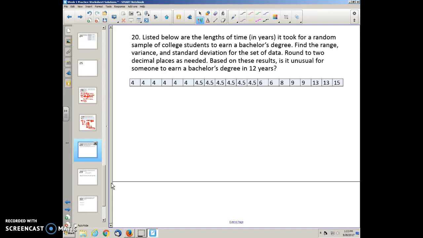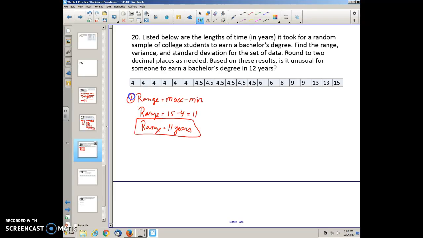Okay, so the range is fairly simple. It's maximum value minus minimum value. The range then is 15 minus 4, or 11. So range is 11 years.